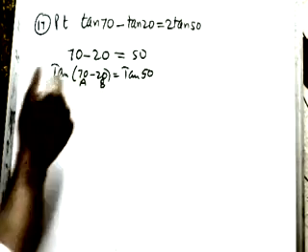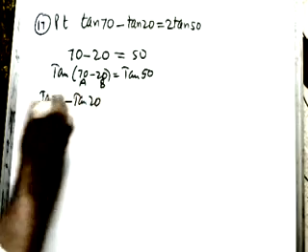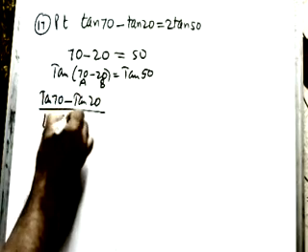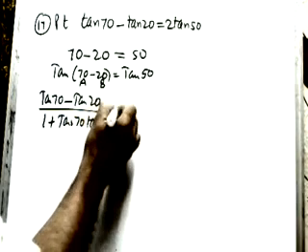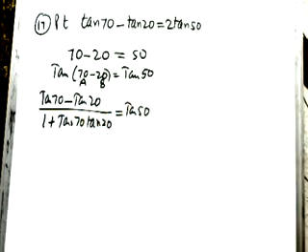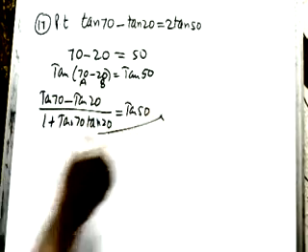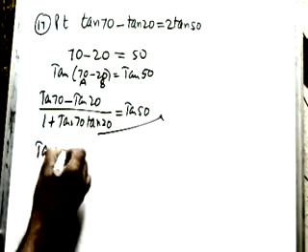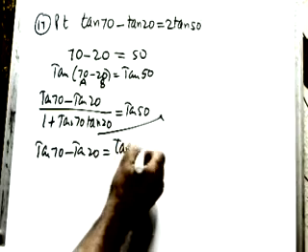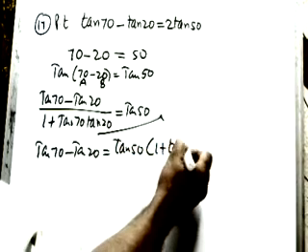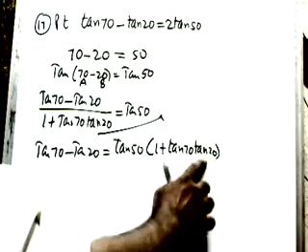Suppose these are A and B. So this will become tan of A minus B. Tan of A minus B is tan A minus tan B divided by 1 plus tan A into tan B, equals tan 50. Let me cross multiply this one. So tan 70 minus tan 20 equals tan 50 into (1 plus tan 70 into tan 20).